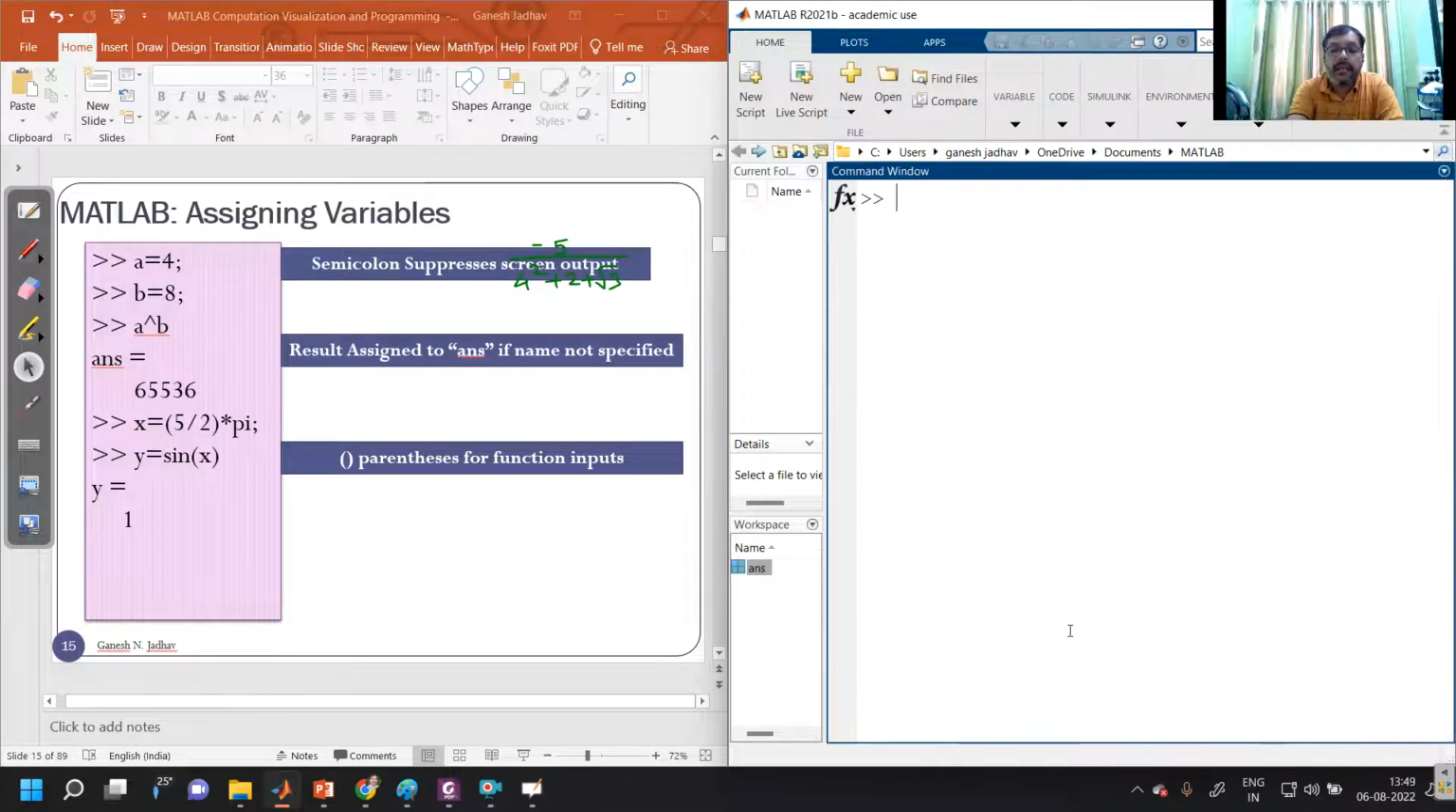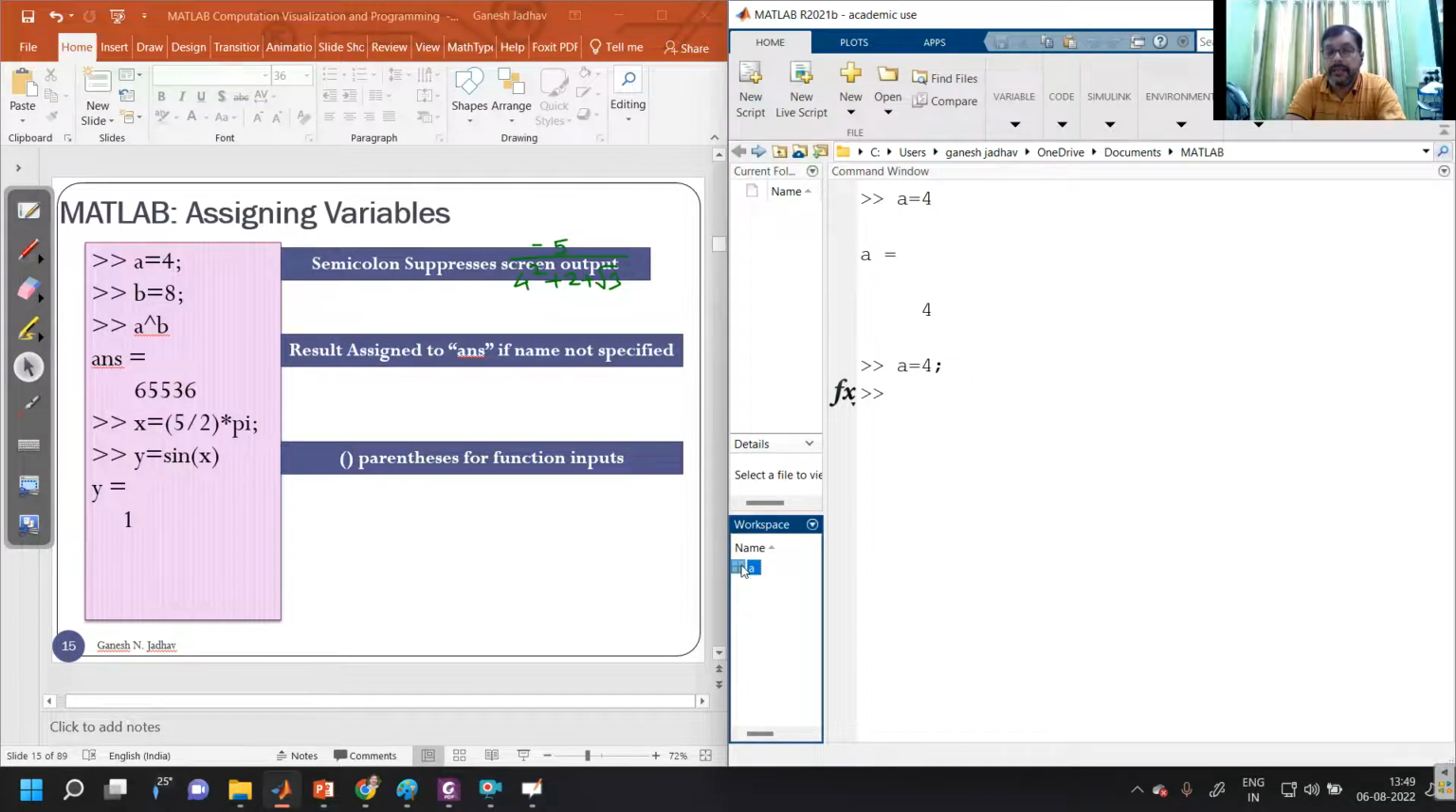Okay, if you have not assigned, but I want to assign something, I will clear the workspace also. See, the workspace is clear, and if I type CLC, the screen is clear. Now I want to assign a is equal to 4. If I type a is equal to 4, the a value is displayed. If I type a is equal to 4 and semicolon and enter, that value is not displayed on the screen, but it is available in the workspace.